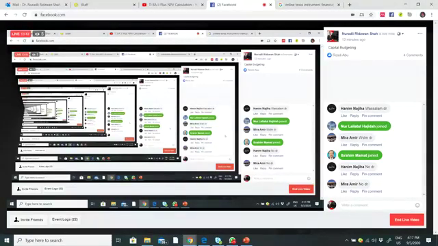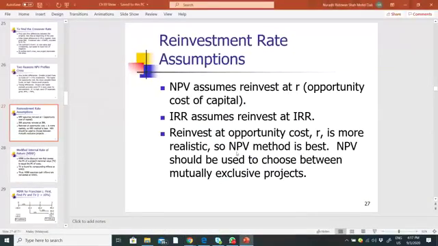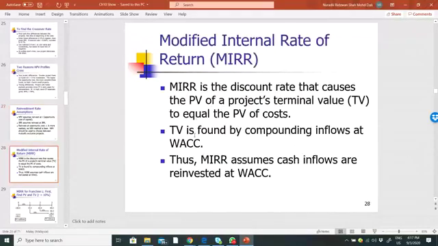All right, I will continue on to the modified internal rate of return, MIRR. MIRR is the discount rate that causes the present value of the project's terminal value, TV, to equal the present value of costs. TV is found by compounding inflows at WACC. Thus, MIRR assumes cash inflows are reinvested at WACC.